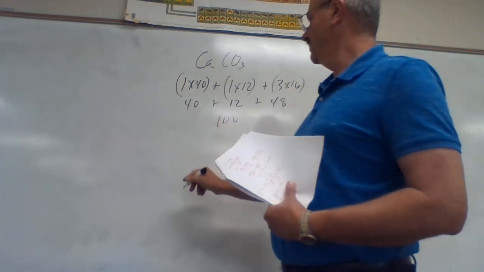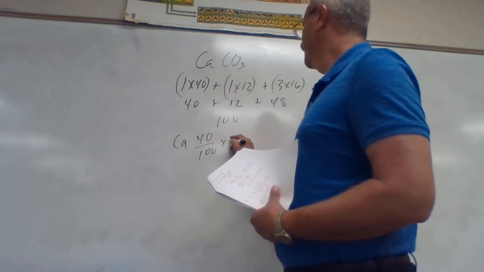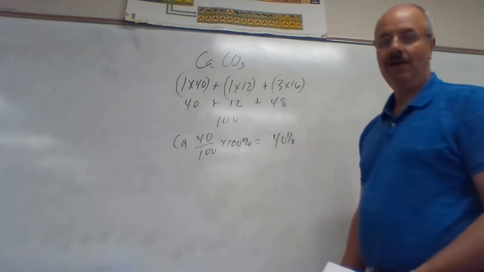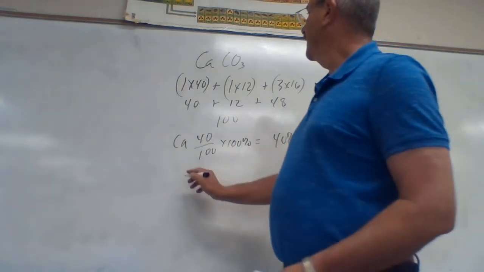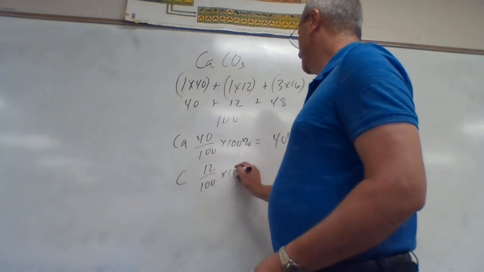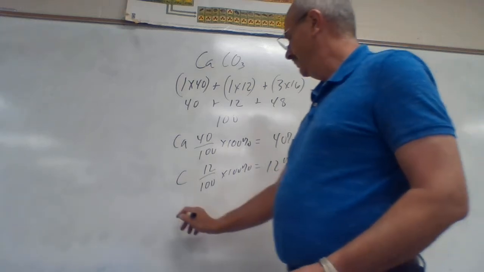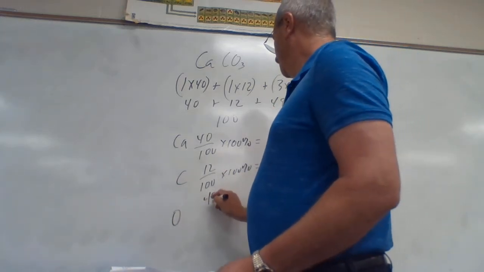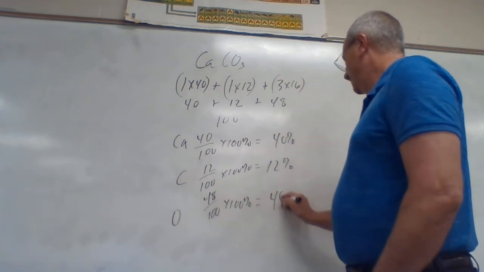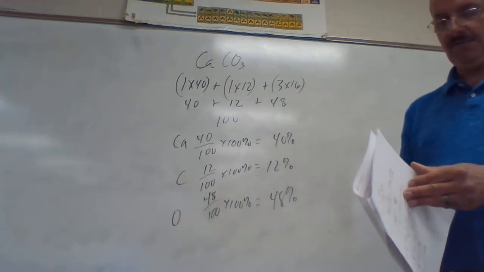So now what I have to do is take each one of these and go, well, for the calcium, it's 40 divided by the total mass of 100 times 100%. So that works out to be 40% of its mass is calcium. And then we've got the carbon. It supplies 12 out of the 100 times 100% equals 12% of its mass. And then we do the oxygen. It supplies 48 out of the 100 times 100%. So that's 48% of the total mass. Okay? So that's how you get percent composition of this.